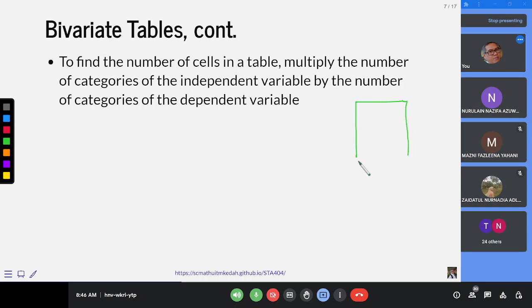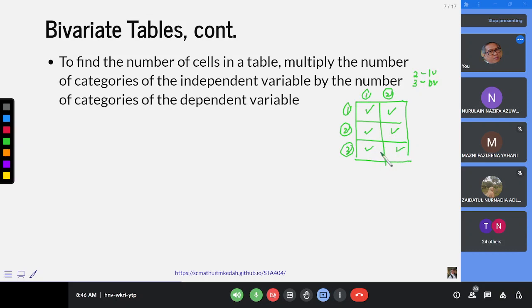Okay, suppose that you have this thing. Okay, dia kata di sini dia ada, tadi kita nakkan 2 dengan 3 kan. So you have the independent variable 2 and then the dependent variable 3, right? So this is 1 and 2 for the independent variable, and this is for the dependent variable 1, 2, 3, the 3 categories. So you multiply 2 and 3, you get 6. So you have 6 cells over here.